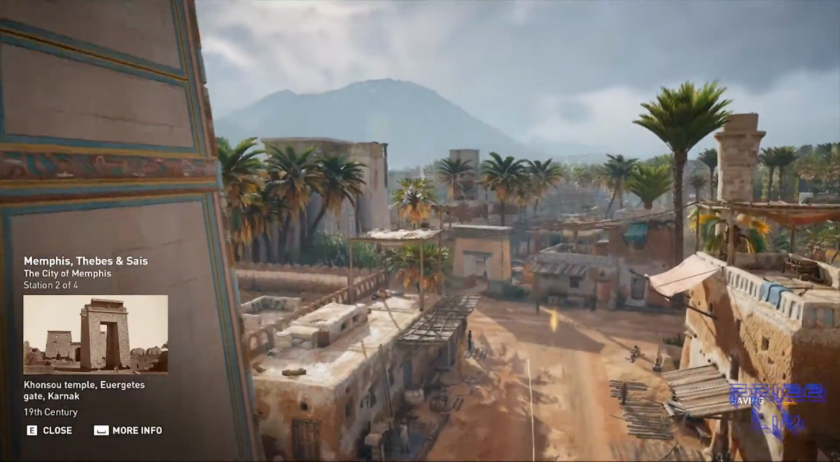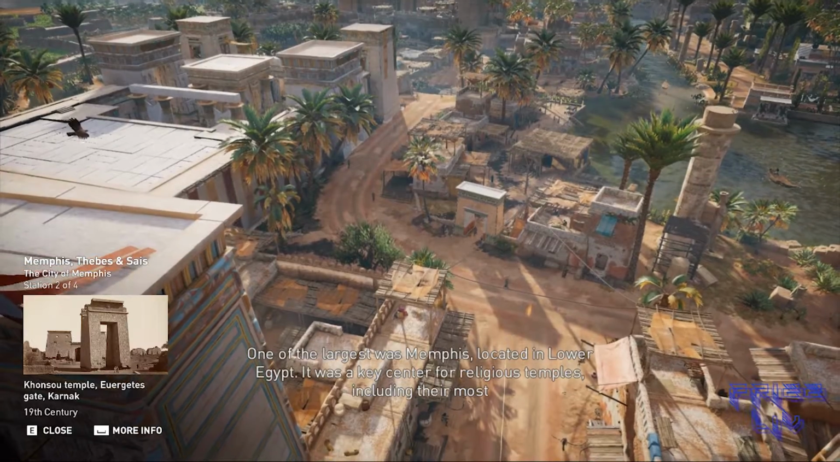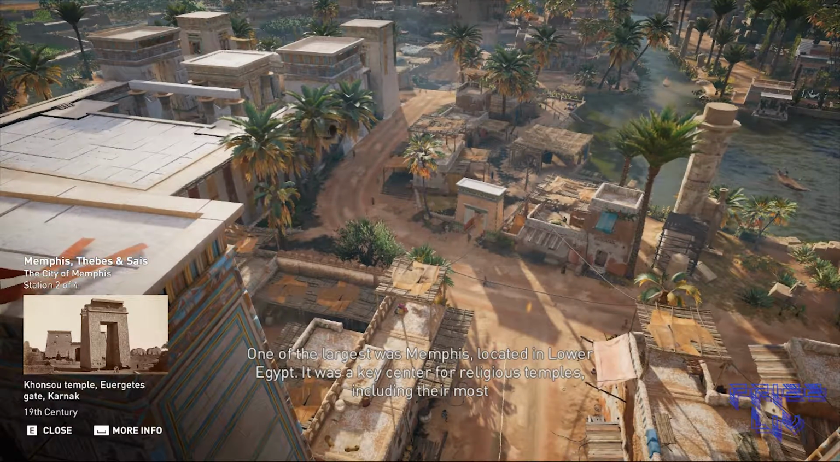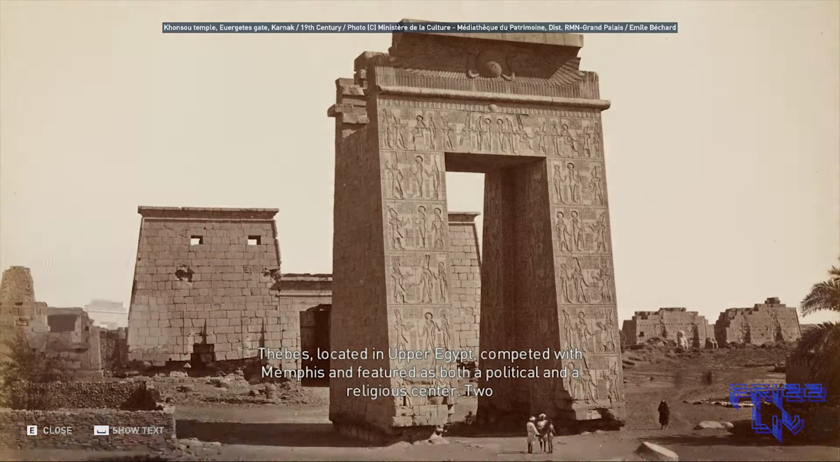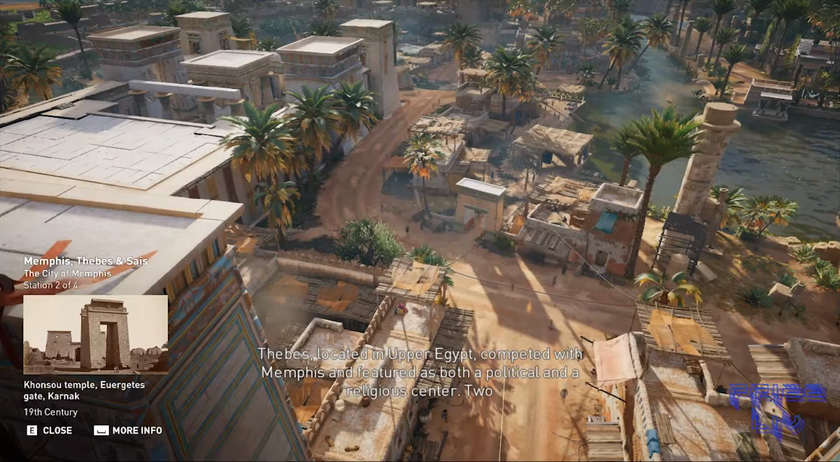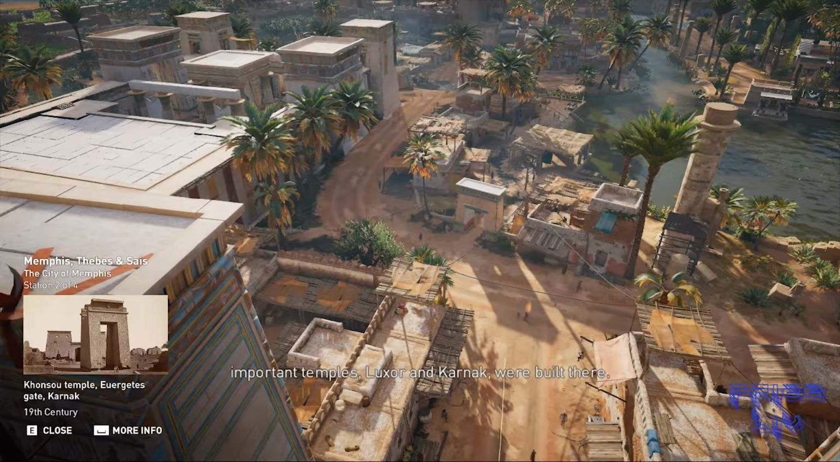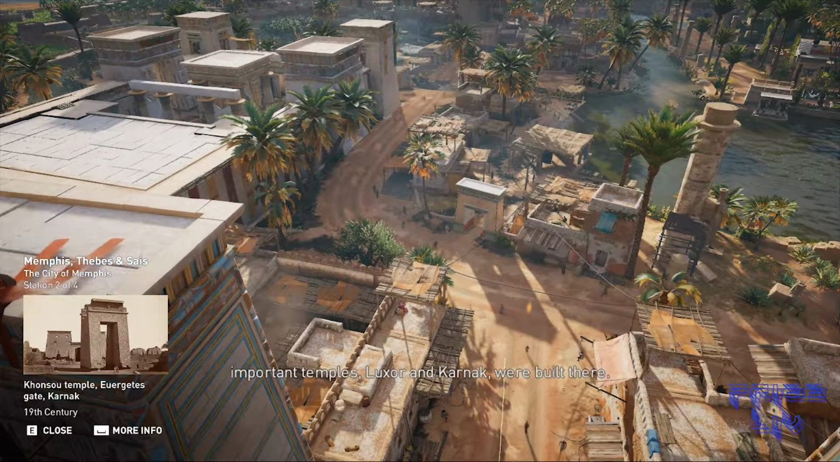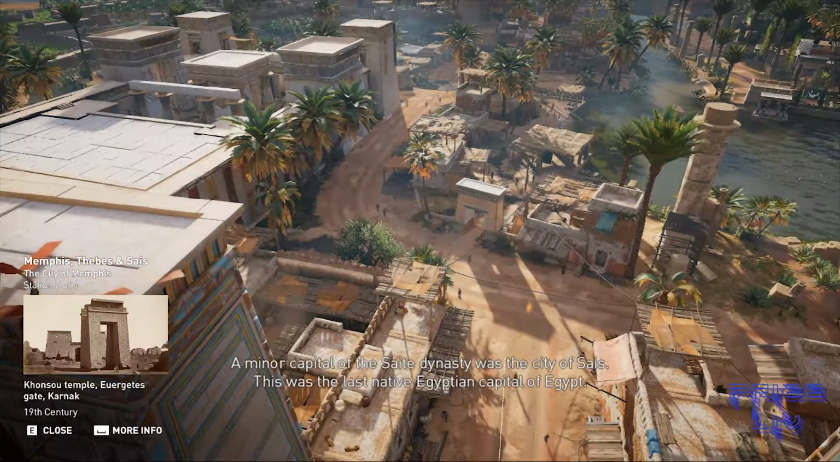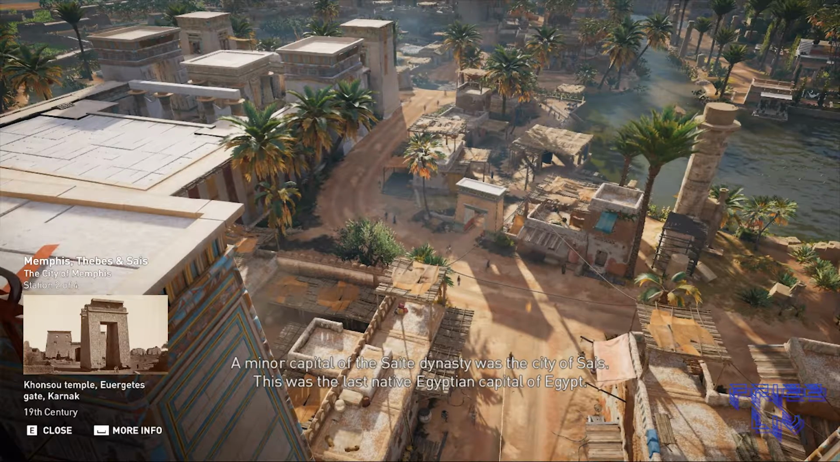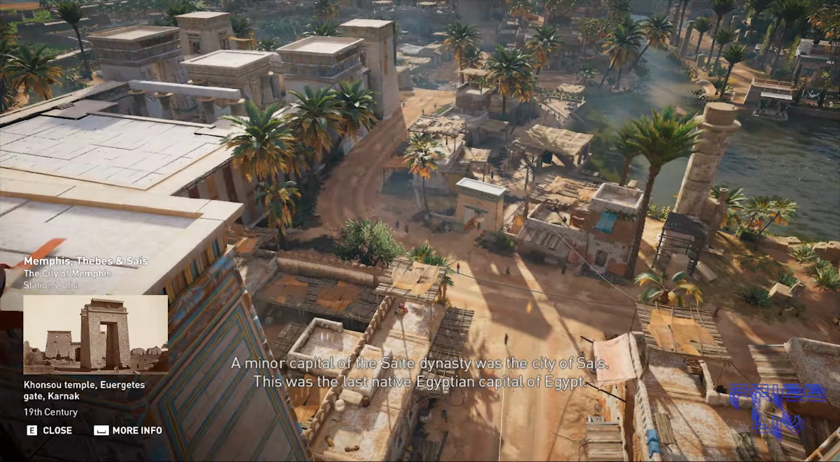One of the largest was Memphis, located in Lower Egypt. It was a key center for religious temples, including their most important deity, Ptah, god of creation. Thebes, located in Upper Egypt, competed with Memphis and featured as both a political and a religious center. Two important temples, Luxor and Karnak, were built there. A minor capital of the Saite dynasty was the city of Sais. This was the last native Egyptian capital of Egypt.